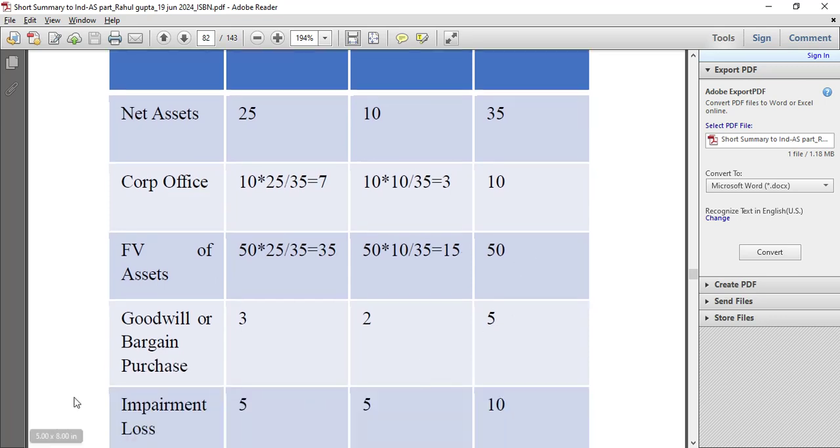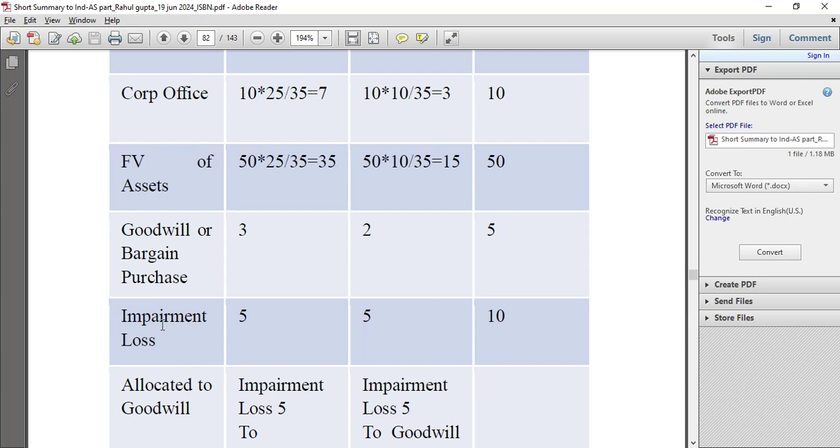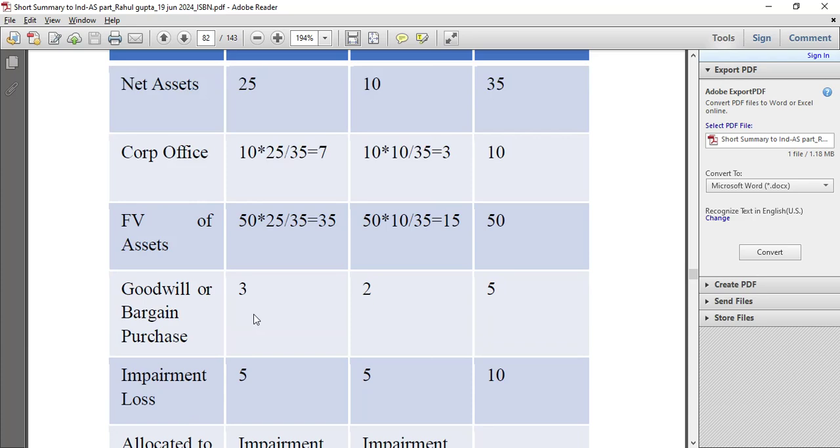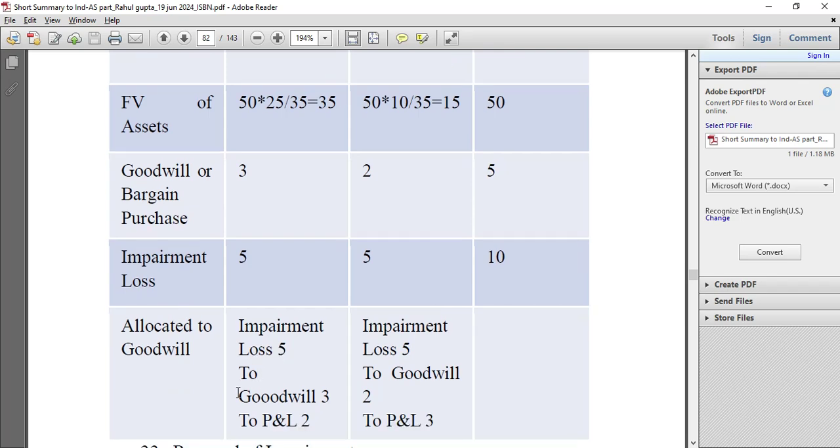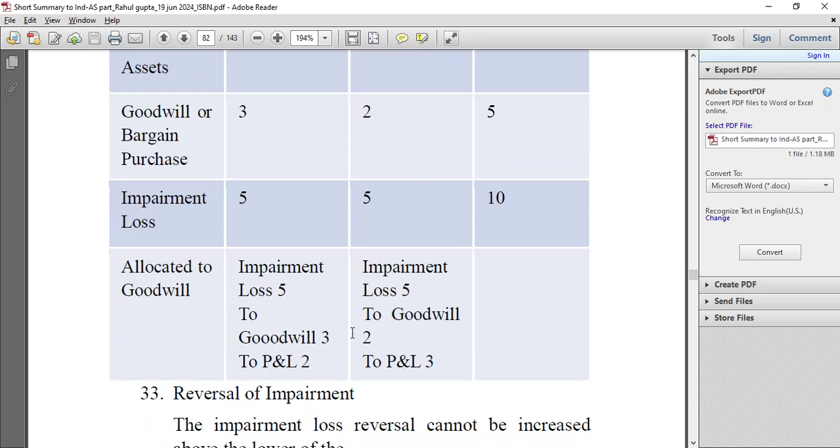Goodwill or bargain purchase: CGU1, 25 plus 7 is 32. Fair value of assets 35 minus 32, 3 is the goodwill. CGU2, 10 plus 3 is 13. Fair value of assets 15, so 2 is the goodwill. So total goodwill is 5. Impairment: if there is an impairment loss of 5 in CGU1 and an impairment loss of 5 in CGU2, then in CGU1, impairment loss 5: 3 to goodwill and 2 to P&L; in CGU2, impairment loss 5: 2 to goodwill and 3 to P&L.